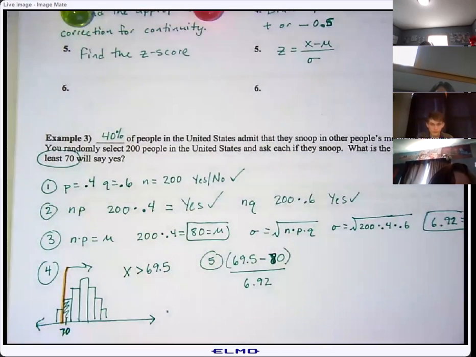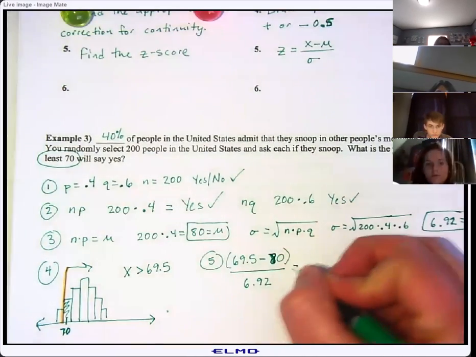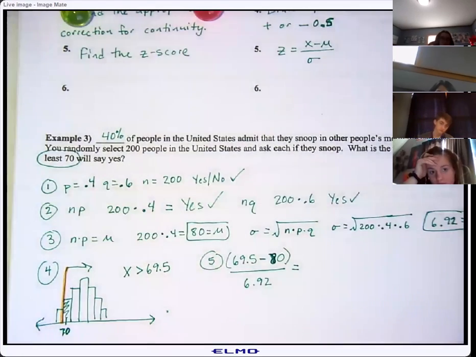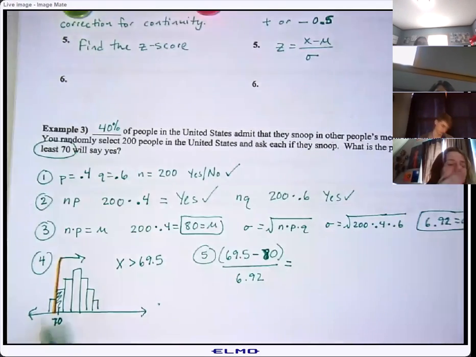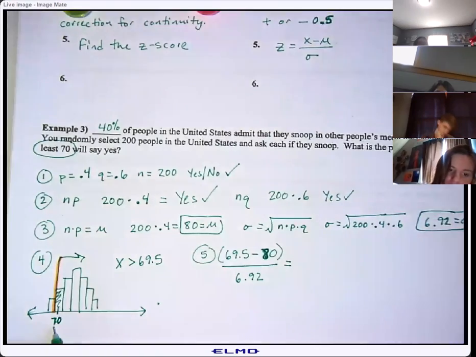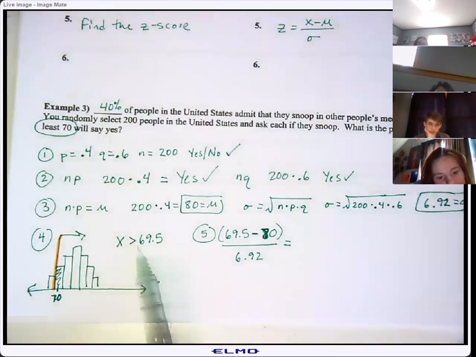Anybody remember? It says at least 70 will say yes. Why is there no 70 in here at all? Anybody want to tell me, where did this 70 go? Because it says we need at least 70, but in this problem I didn't write 70 once. Why don't I need it? Right, because I changed 70. I feel like this is really easy. It is. Don't be embarrassed. So I changed 70 to 69.5, and now I'm using that instead.